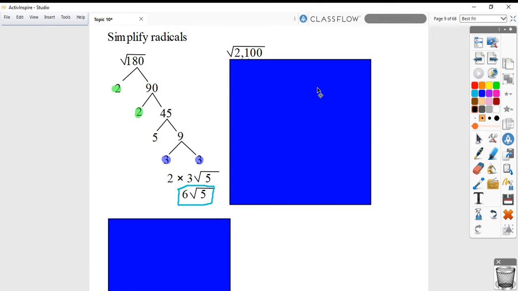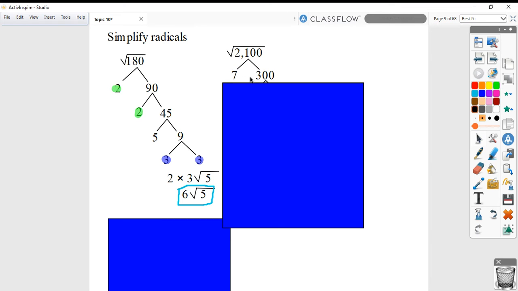All right. 2100. There's tons of different ways you can multiply and get 2100. You could do 210 times 10. You could do 21 times 100. You could do 3 times 700. You could do 30 times 70. What I picked for this one was 7 times 300. It doesn't matter, again, as long as you end up with two numbers that multiply there. And as long as you factor this all the way out, you will end up with the right answer.